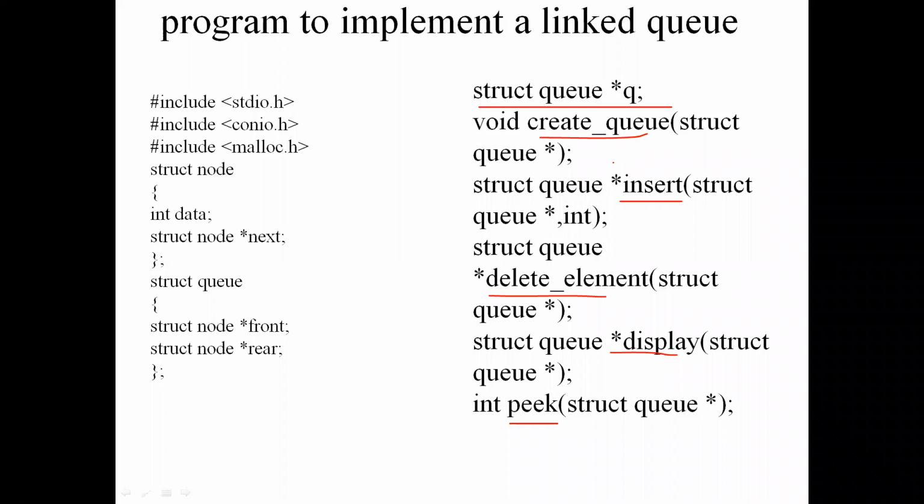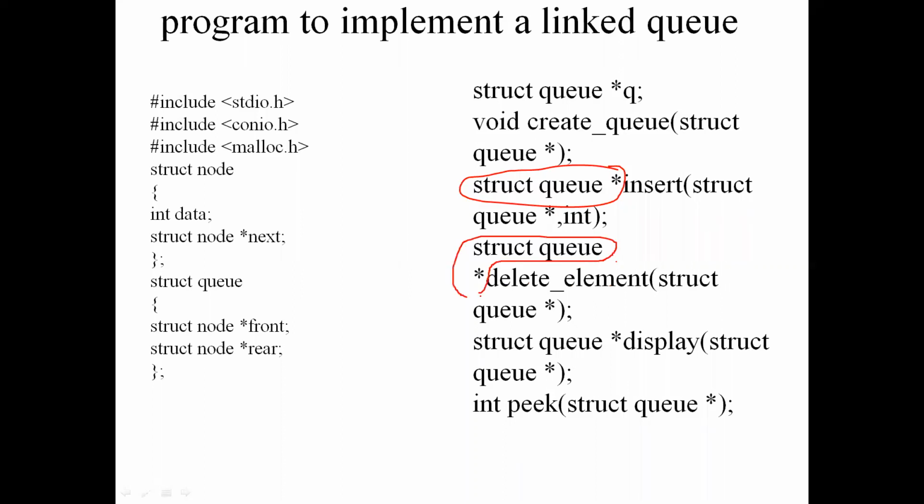But when you note this function prototype, you can find that the return type of the insert function is a pointer variable. The return type of the delete element function is also a pointer variable. This one I want to stress here. Since you are using a linked list, we are declaring the prototype of the function with the return type as a pointer variable. That's it.